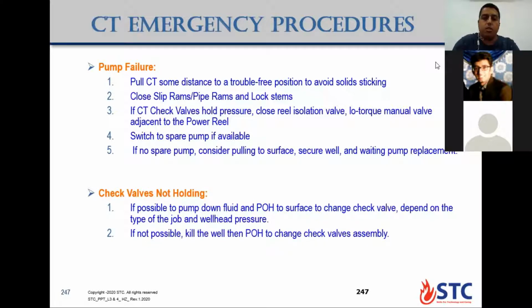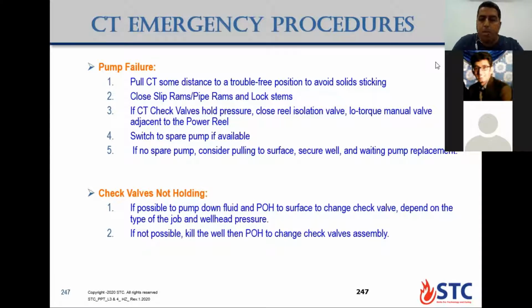Situation number 4, check valve not holding. You can see this one by continuous building up of the surface pressure. That means the check valve is passing the pressure. So we cannot continue, because the check valve is the primary internal barrier for the coiled tubing, especially on high pressure wells. So you have 2 options.